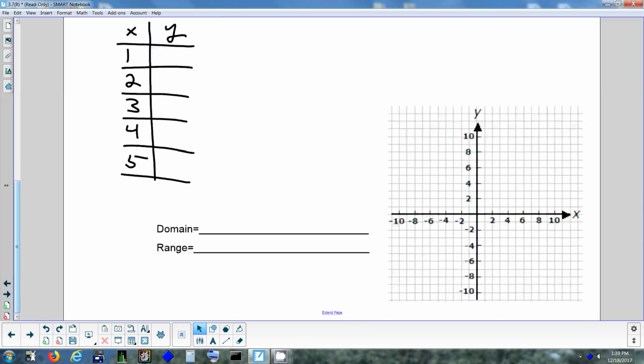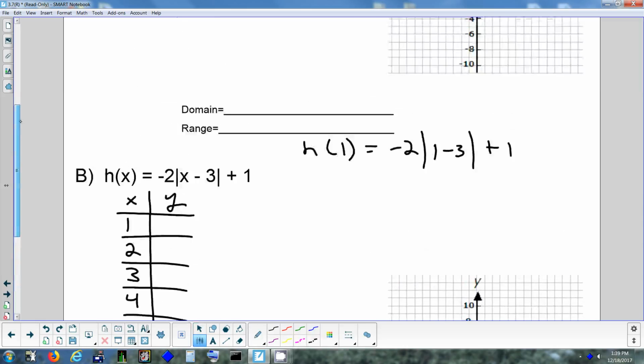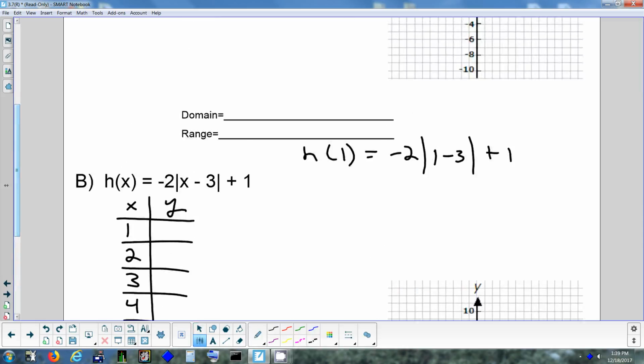What's 1 minus 3? -2. So we're going to get -2. Is it always going to be the number that's on the outside? No, that's just a coincidence, because when we do the next one, it won't be. What's the absolute value of -2? 2. 2 times -2 is -4. Plus 1 is -3.